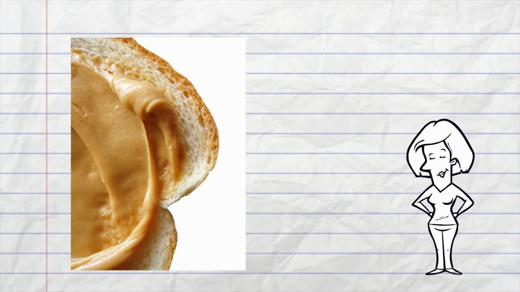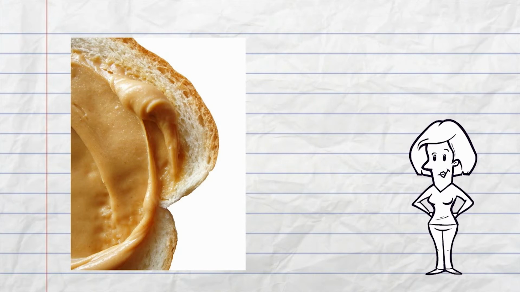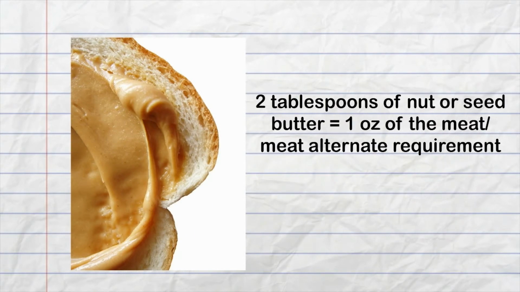Nut and seed butters can be used to meet all or part of the meat alternate requirement. Some examples include almond butter, cashew nut butter, peanut butter, reduced fat peanut butter, sesame seed butter, soy nut butter, and sunflower seed butter. 2 tablespoons of nut or seed butter equals 1 ounce of meat alternate.